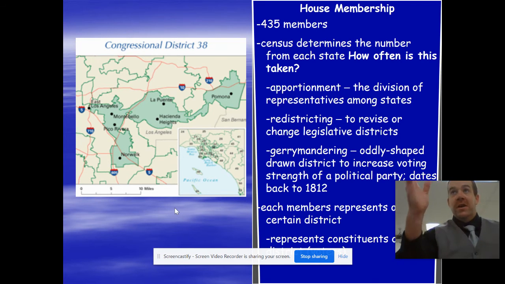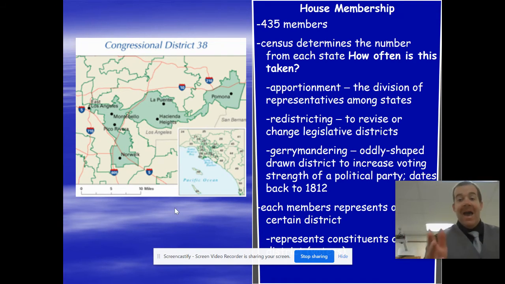So in North Carolina, we have 13, I believe, representatives. So there are 13 different districts. Each representative represents a district. Now, how those districts are drawn, this is important, it's called a process of gerrymandering.